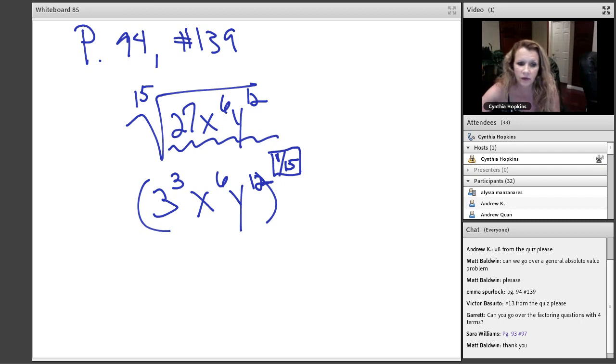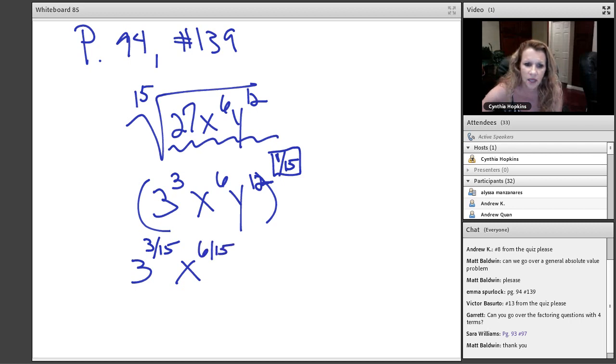All right, and then we have a property of exponents that applies here, because when I'm raising a power to a power, you keep the same base. So I'm going to keep this 3, and then you multiply the exponents. So that gives me 3/15. Then to raise x to the 6th to the 1/15th power, I keep the same base, and I multiply the exponents. And then for the y, I keep the same base, and I multiply the exponents. So I'm just applying that 1/15th power to each of my factors. And you have to know the property that you multiply the exponents.